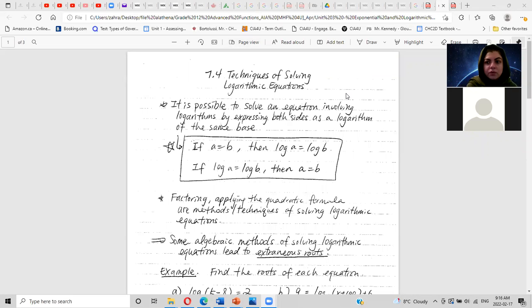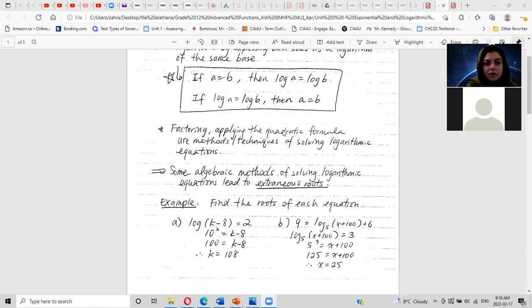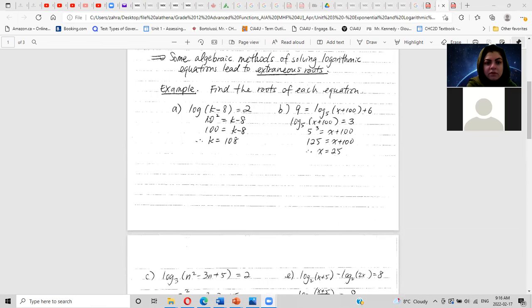So, technique for solving logarithm equation 7.4. Say you have log(k minus 8) equal to 2. How do we do that? So we turn it to the exponent.